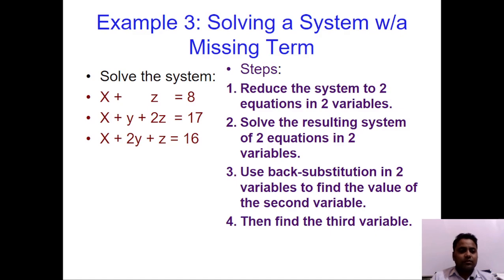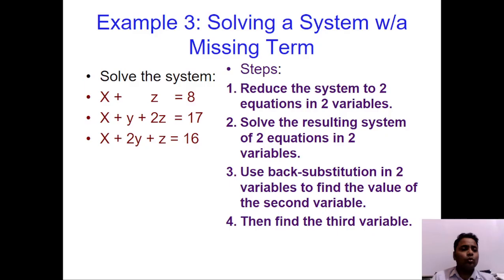Missing terms like x plus z equals 8, x plus y plus 2z equals 17, and x plus 2y plus z equal to 16. Now we can simply reduce the system of three equations into two variables, solve the resulting system of two equations in two variables, use back substitution in two variables to find the value of the second variable, then find the third variable.